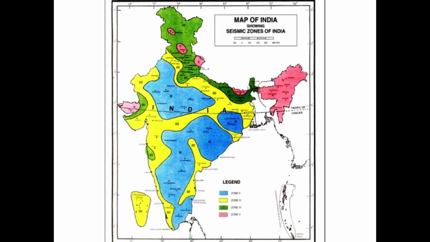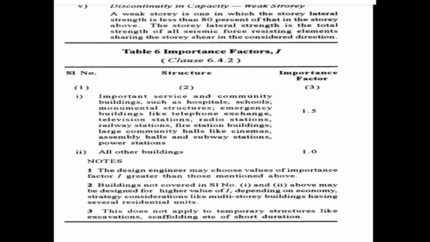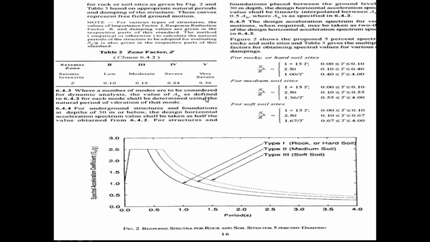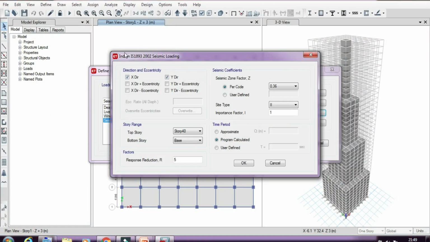To find out the zone factor, we need to scroll down to table 2, that is clause 6.4.2. Here you can see the different seismic zone types and their seismic zone factor values. So our seismic zone factor has to be 0.1 as for this zone 2. So I need to put 0.1 as the seismic zone factor.